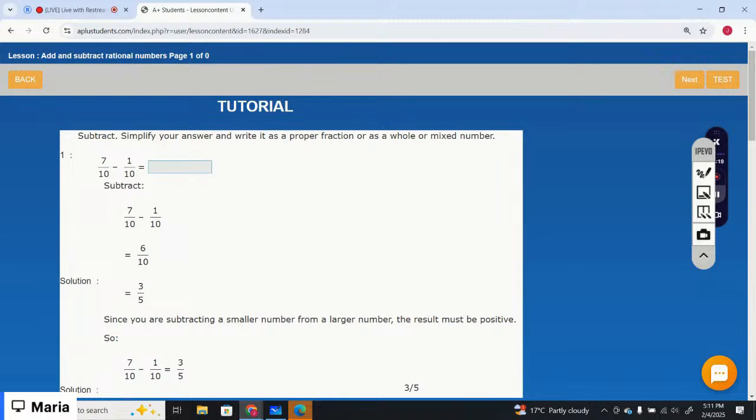7 over 10, take away 1 over 10. So subtracting rational numbers is the same as subtracting fractions. We know how to subtract fractions. We have the same denominator, so you simply have to subtract the numerators. 7 minus 1 is 6 over 10. The correct option is 6 over 10.